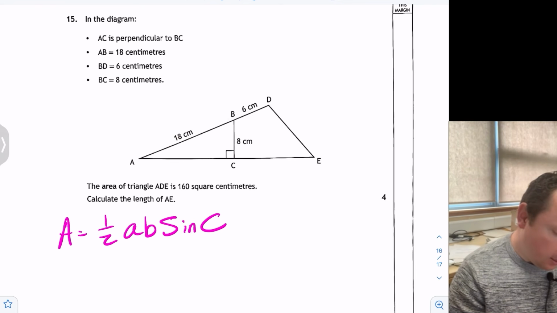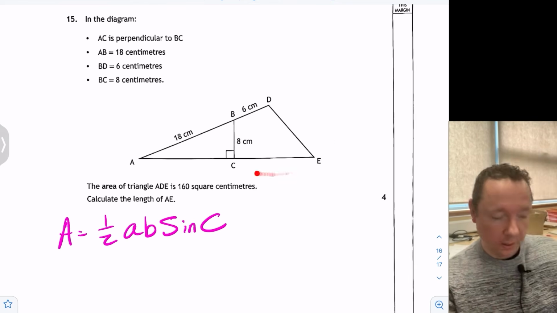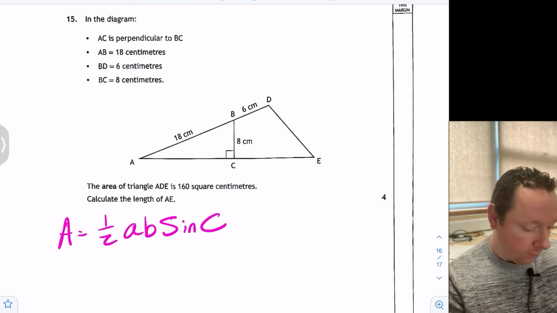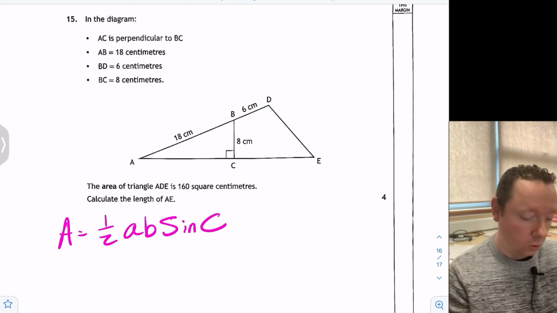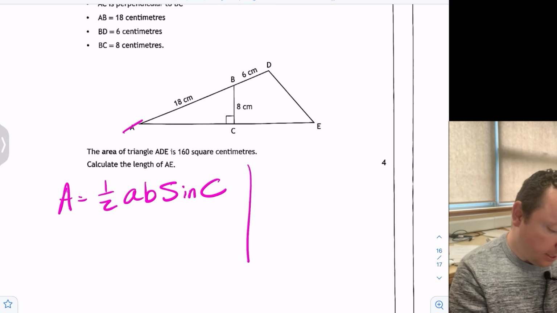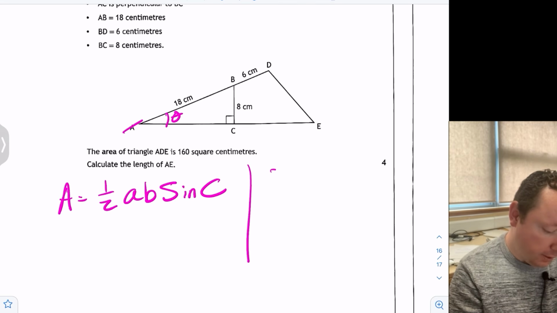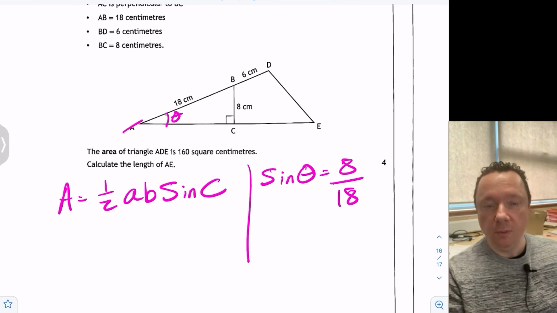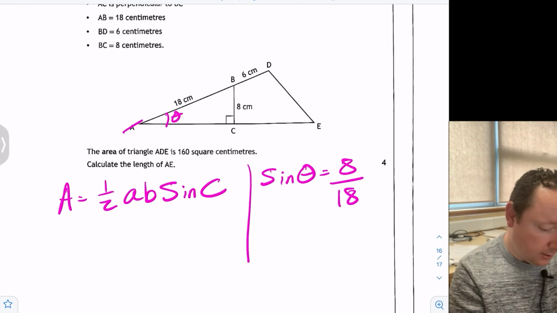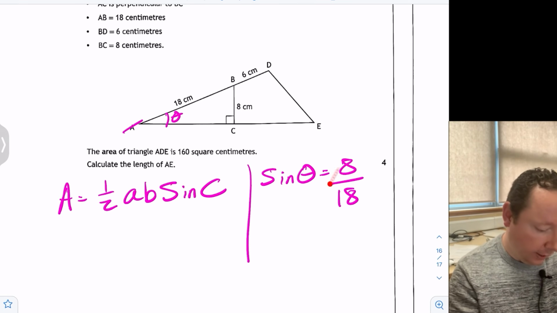Now, we don't know this angle, but we do know this length here, which is 18 plus 6. So we know the whole area, we know this length, and we have to calculate this length. If we knew this angle, we'd be good to go, because we could just work backwards. Well, sine of this angle, let's call it theta, is equal to the opposite, 8, over the hypotenuse, 18, just from SOHCAHTOA and basic trig. So I can replace sine C with 8 over 18.